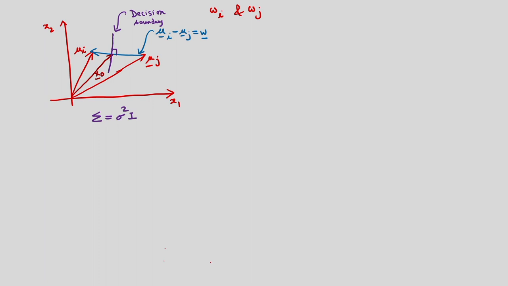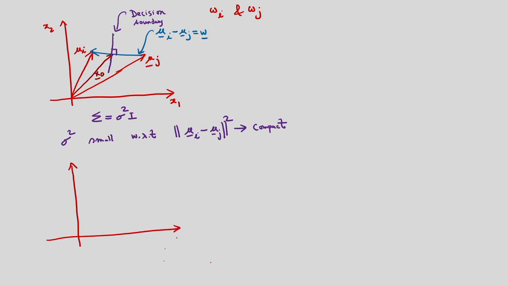Now, let us consider that the variance is small with respect to the difference between these two means. So this is nothing but the compact clusters. For the compact clusters, what will be the decision boundary? Let us draw the decision boundary for the compact clusters. The same procedure we have to apply. So x1 and x2, we are considering the feature space. First, I am considering this vector, that is mu i, and this is the cluster. And another cluster, suppose something like this, and this is mu j. One is mu i and another is mu j.